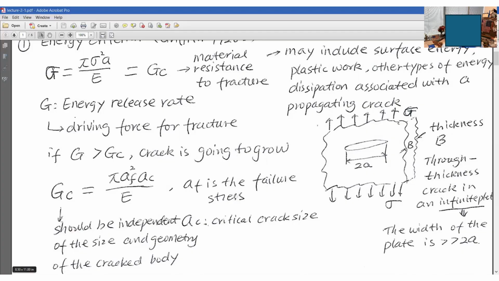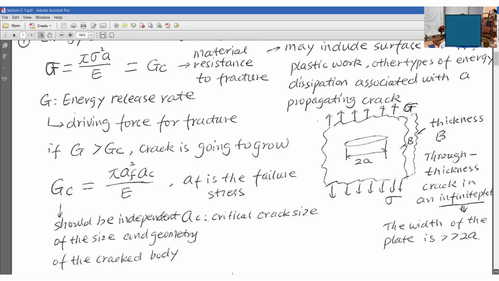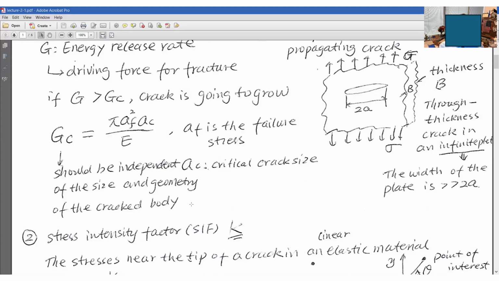But sometimes it is not the case. GC sometimes is dependent upon the geometry and the size of the cracked body. But our assumption is that for all the same material, regardless of the geometry and the size of the cracked body, GC remains the same. Actually, sometimes in reality it's not the case, but in our course, we just assume GC remains constant for all the same material, regardless of the size and geometry of the cracked body, right?